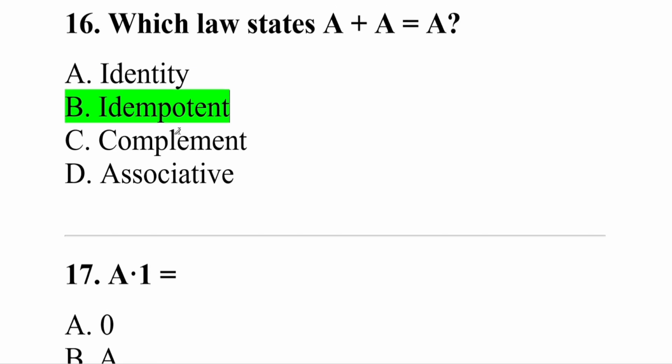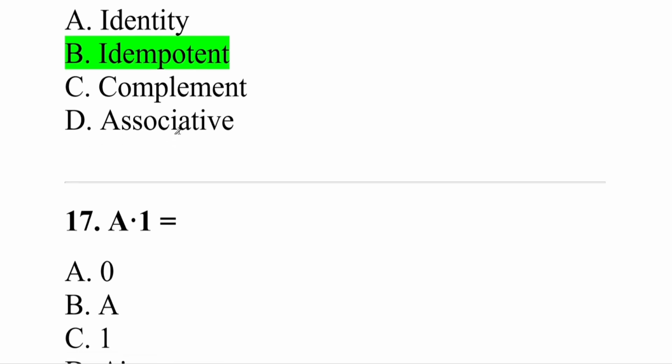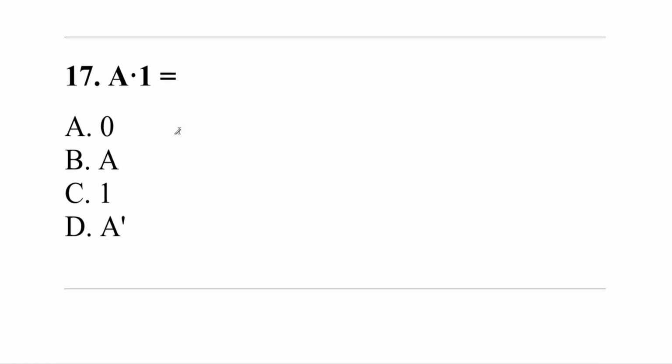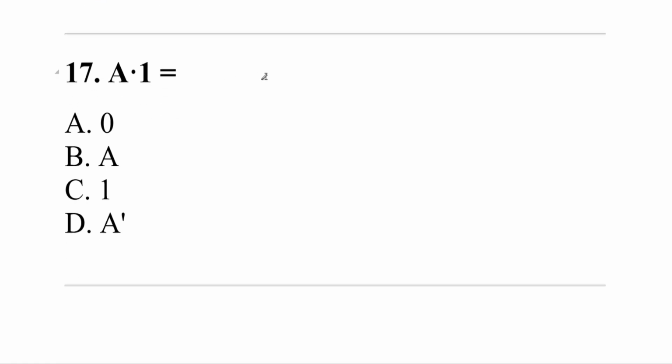A into 1 equals to? Option A 0, B 1, C 1, D A inverse, and the correct answer is option number B, that is A.